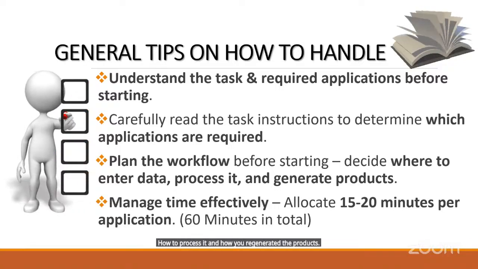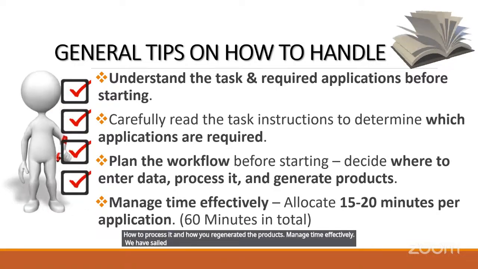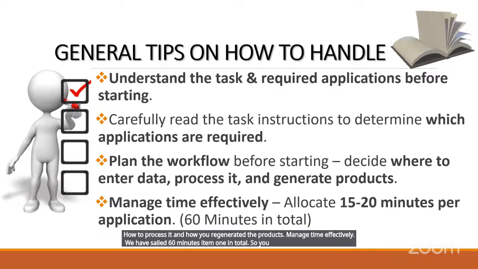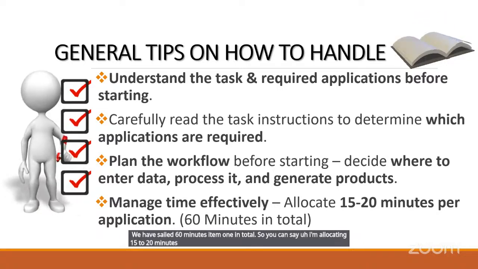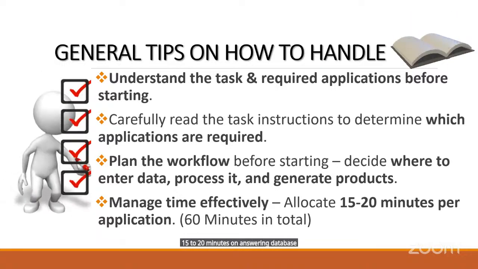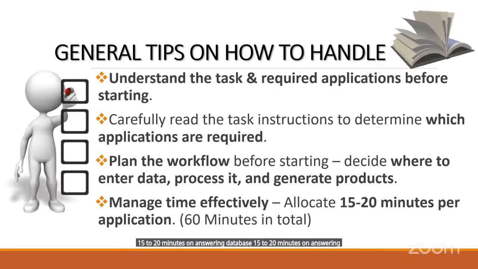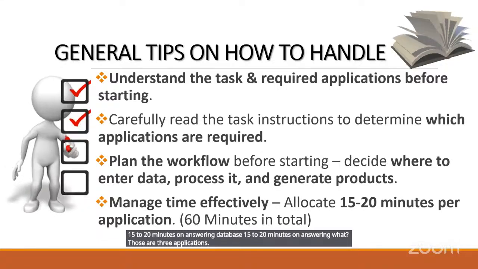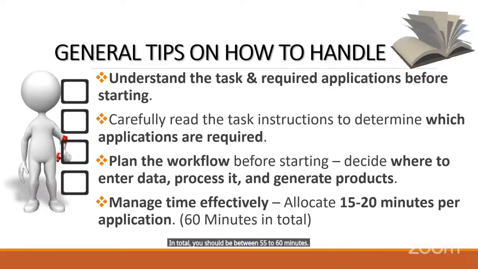Manage time effectively. We have said 60 minutes, item 1 in total. So you can say, I'm allocating 15 to 20 minutes on answering Excel, 15 to 20 minutes on answering database, 15 to 20 minutes on answering Word. Those are 3 applications. In total, you should be between 55 to 60 minutes. That is item 1.